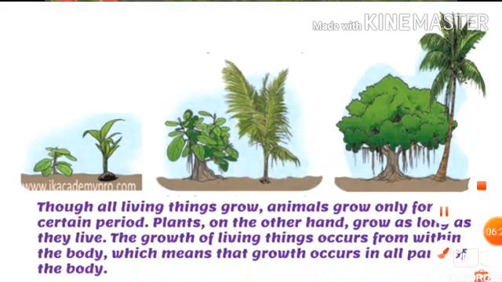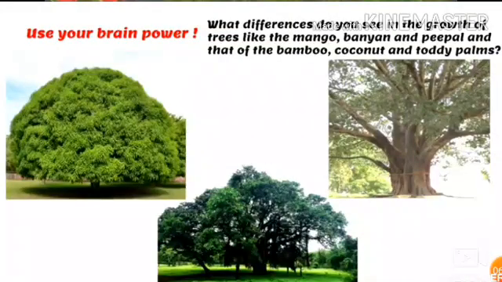See in the picture, what difference do you see in the growth of trees like mango, banyan and peepal, and that of the bamboo, coconut and toddy palms? The first picture is a mango tree, the second a banyan tree, and the third a peepal tree. As you observe, they grow widely. They spread to all sides. That is their characteristic.